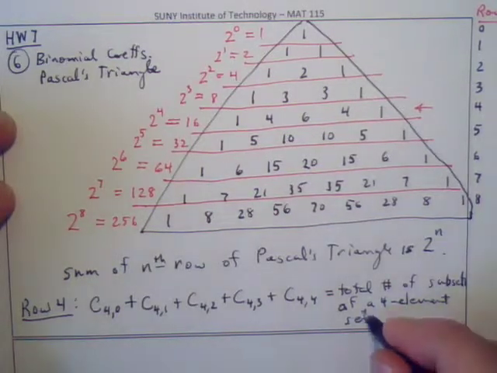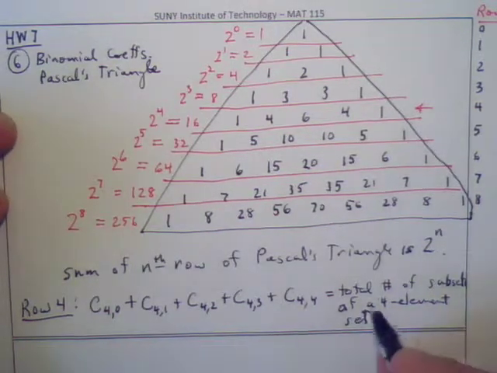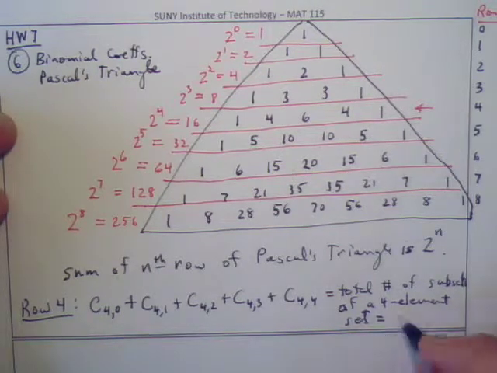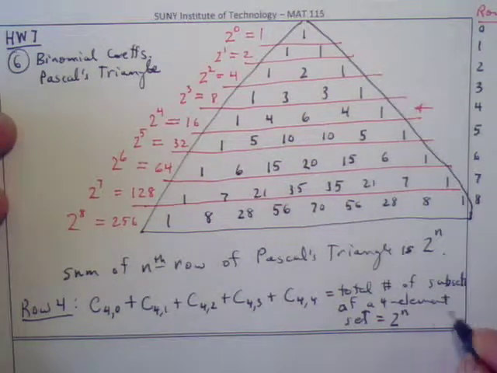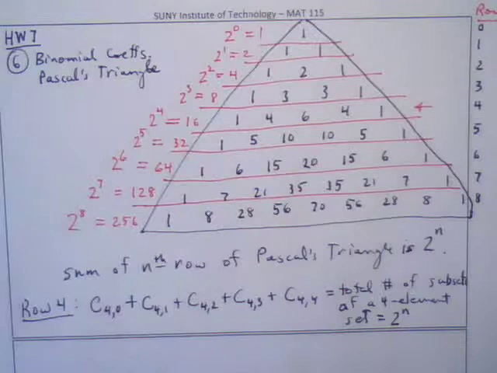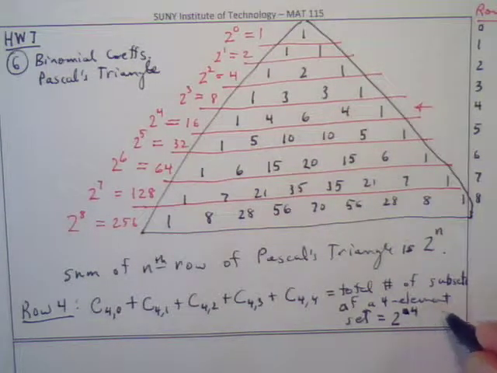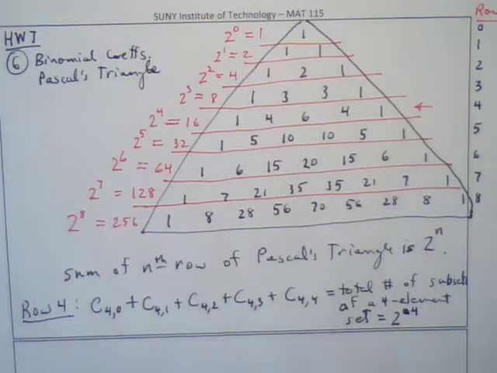Okay? And we know from our binary number trick that we talked about in class that this is in fact 2 to the n, or 2 to the 4th in this case. Okay? So, hope that helps. That's number 6 from Homework 7.